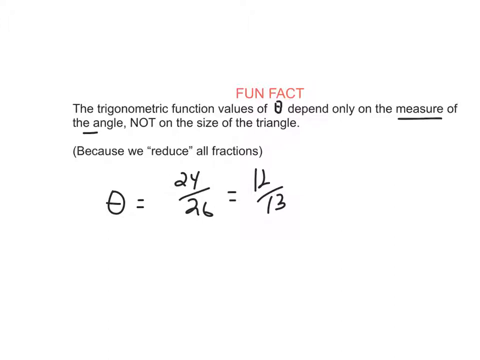So because we reduce them, the values of our angle theta depend only on what the angle measure is, not how big the triangle is, because the triangle can grow bigger and bigger. I don't know if you remember from geometry seeing similar triangles where the sides were in proportion but the angles were the same. And that's what's happening here. That's our fun fact.